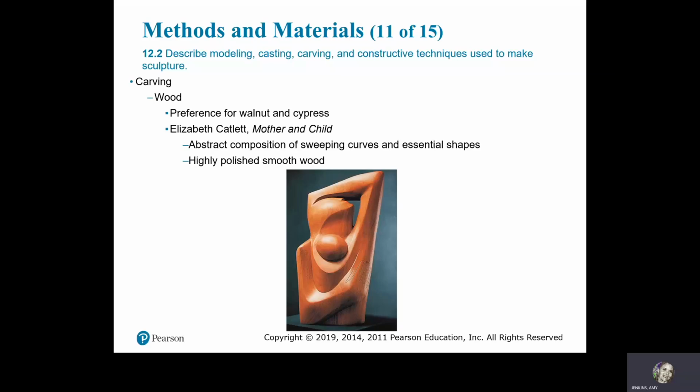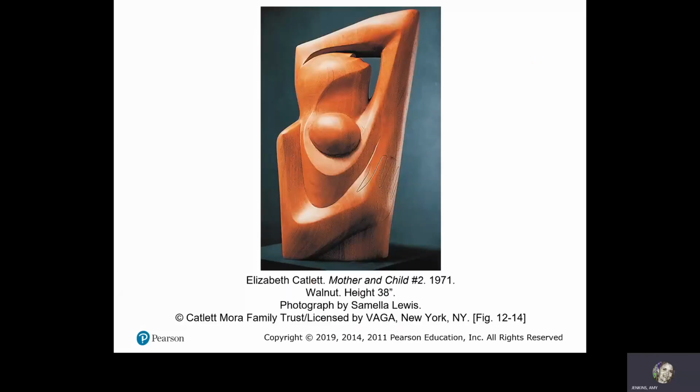Wood carving shows a preference for walnut wood or cypress wood. Elizabeth Catlett, Mother and Child. It's an abstract composition of sweeping curves and essential shapes. It's highly polished, smooth wood. Walnut wood, 38 inches tall, from 1971, Mother and Child number 2.